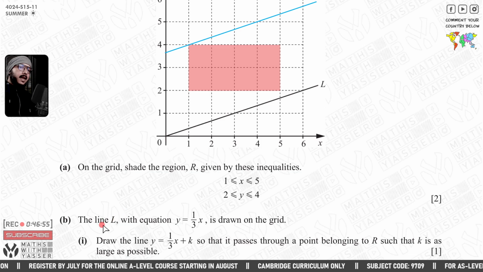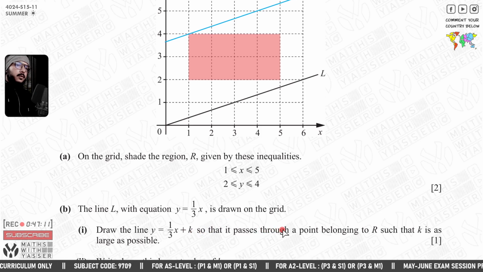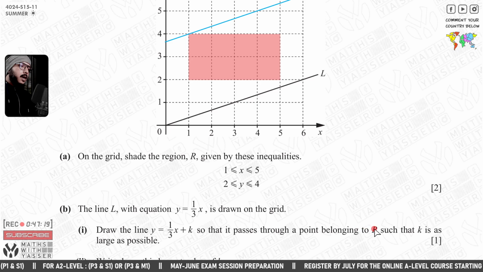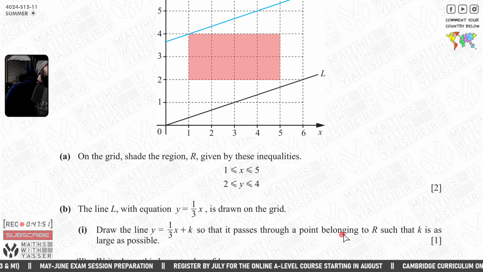In the next following question, it says the line L with equation y equals 1 over 3x is drawn on the grid. So this is the line L. We need to draw the line y equals 1/3 of x plus k so that it passes through a point belonging to R such that k is as large as possible. So since we have a positive k with the equation of line L, that means the line will shift vertically upwards by positive k. And not only that, it says that it needs to pass through a point belonging to R.